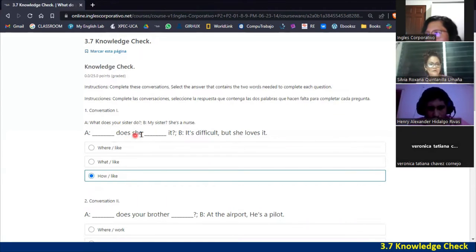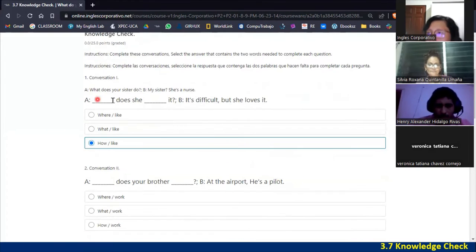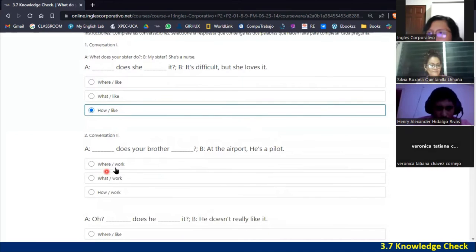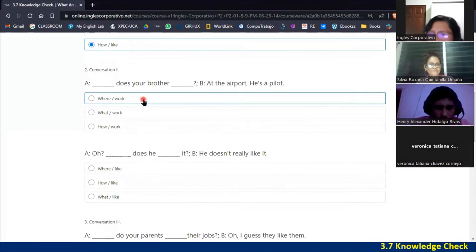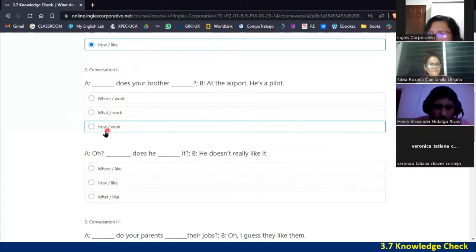Okay, how does he like it? Right, it's difficult, but she loves it. I mean, how does she like it? I'm sorry. Vamos a ver. Conversation two. What do you think are the two words that we need here? We have where work, what work, and how work.